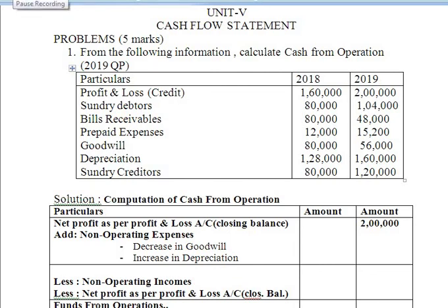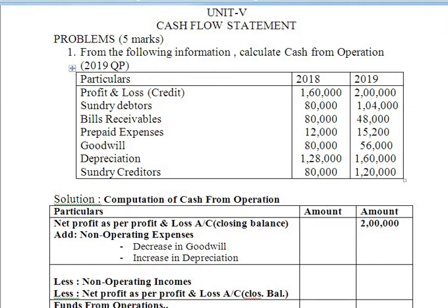In today's class, we are going to solve 5 marks problems on calculation of cash from operations. Okay, so the first problem is the question paper problem of 2019. I will read the problem first. From the following information, calculate cash from operations.